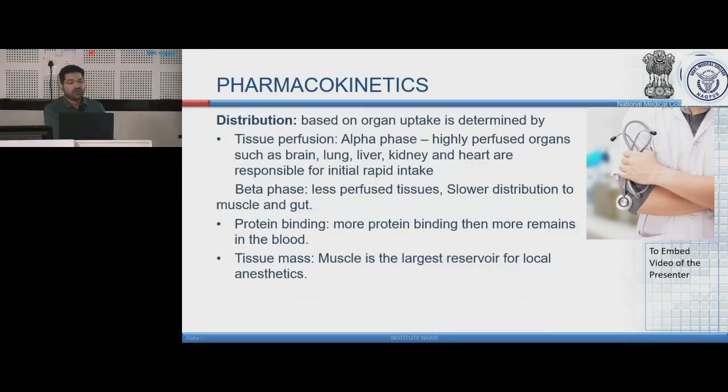Distribution based on organ uptake is determined by tissue perfusion. In the alpha phase, highly perfused organs such as brain, lung, liver, kidney, and heart are responsible for initial rapid uptake. In the beta phase, in less perfused tissue such as muscle and gut, there is slow distribution. Protein binding: the more protein binding, the more remains in the blood, and muscle is the largest reservoir of local anesthetic.